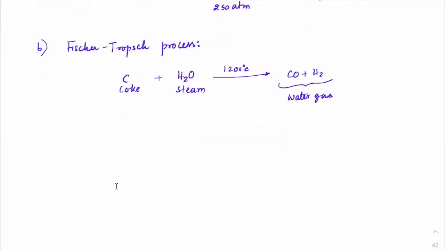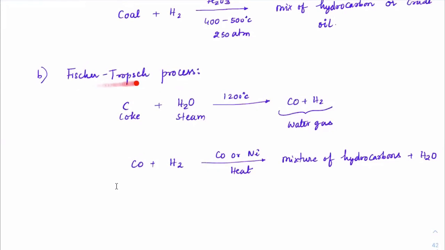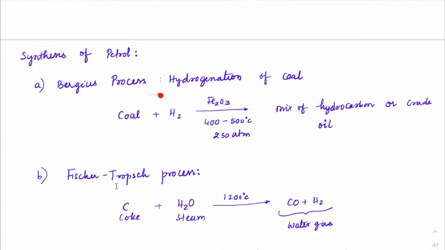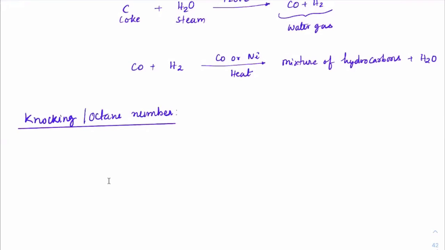Got it? And this water gas in different compositions, like CO plus H2, in various compositions, if you treat with cobalt or nickel and heat it, we'll get a mixture of hydrocarbons. So this is a better process if you compare both processes, Burgess and Fischer-Tropsch. Fischer-Tropsch is a better process to synthesize petrol.